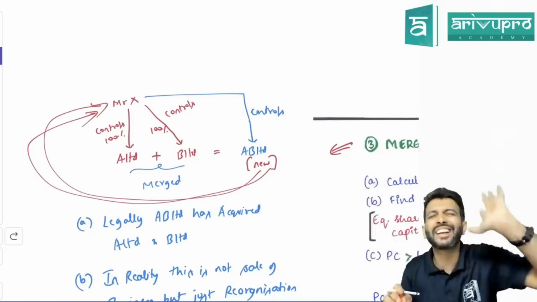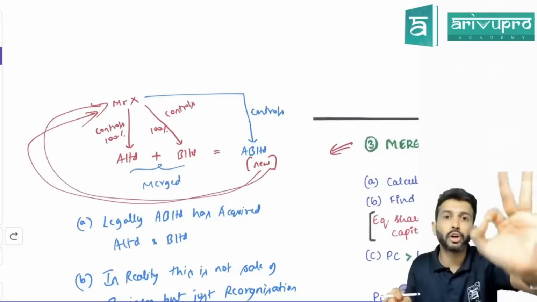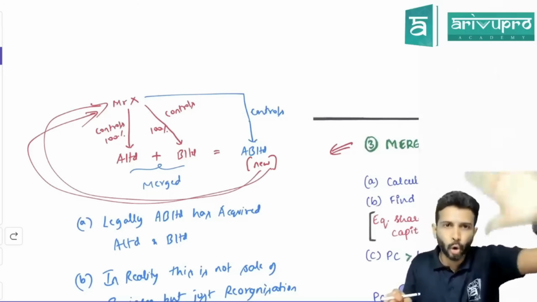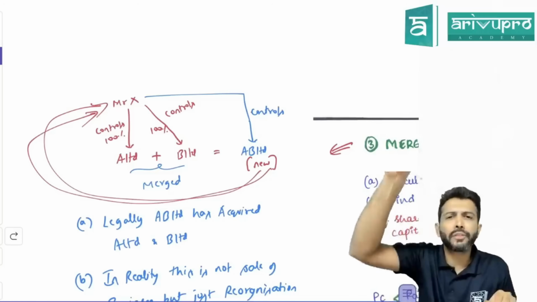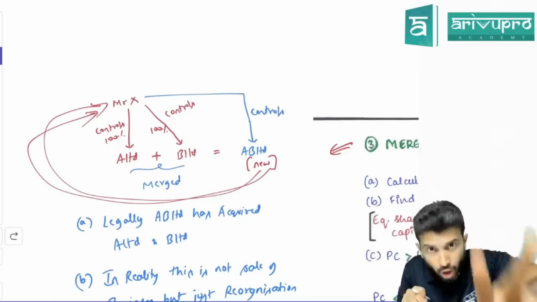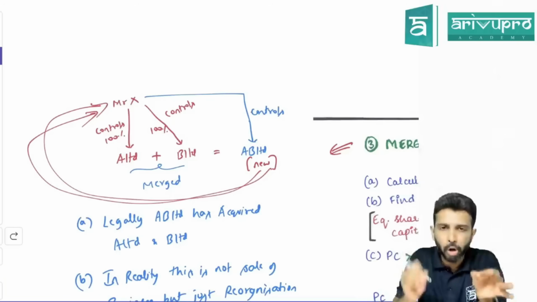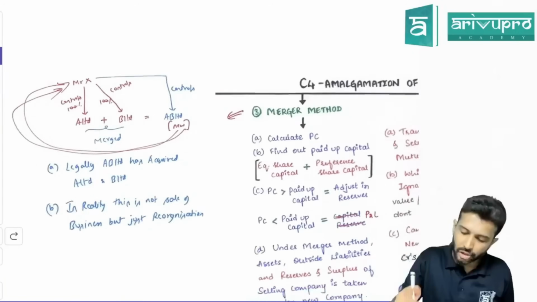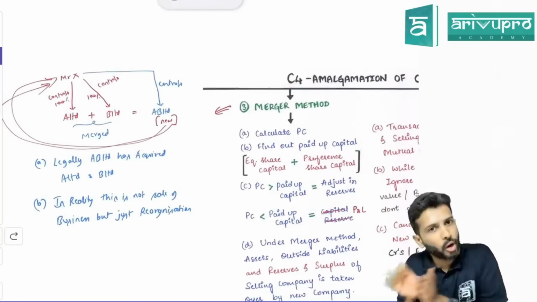So, the only thing that will come as a substitute is what? New equity share capital or new preference share capital. Old equity share capital and old preference share capital will get cancelled. Instead of that, new will come. The rest, all assets, all liabilities, all reserves and surplus, will be taken over by the new company and accounted at book value itself. That is your merger method. Easy. Understood? Can we move on to the next one?